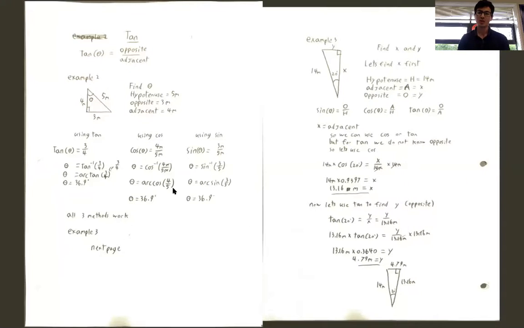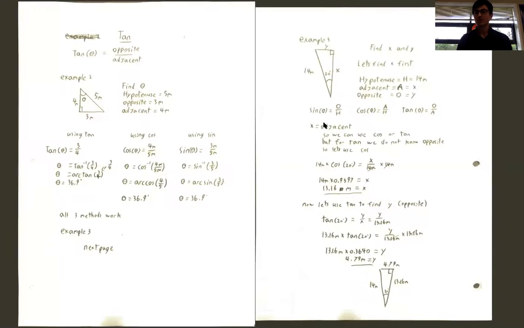So let's go back to our notes. Both cos inverse and arc cos will do the same thing, and we're going to get the same value. We can do the same with sine, where sine is your opposite over hypotenuse, so 3 over 5 meters, and it's going to give us the same angle. So all 3 methods work, and in this problem, you could have chosen any one. You didn't have to do them all. You could choose any one that you're more comfortable with.